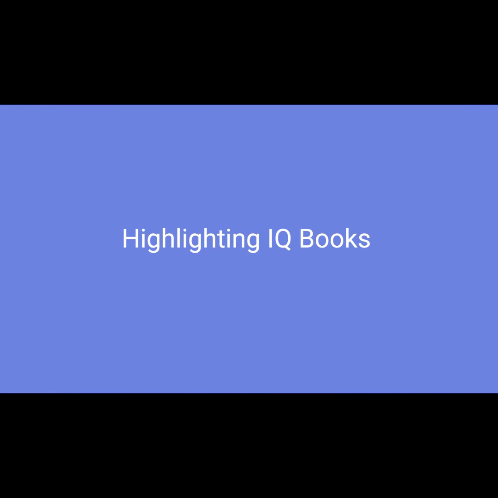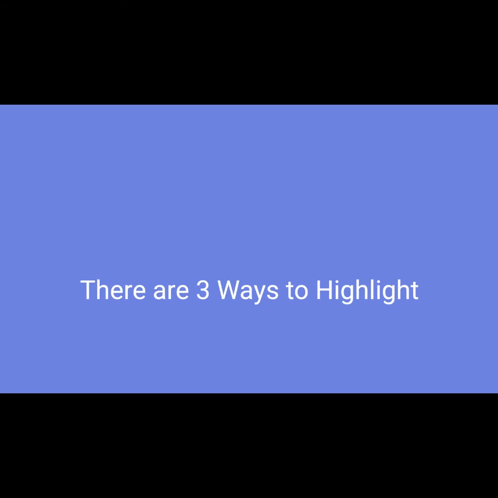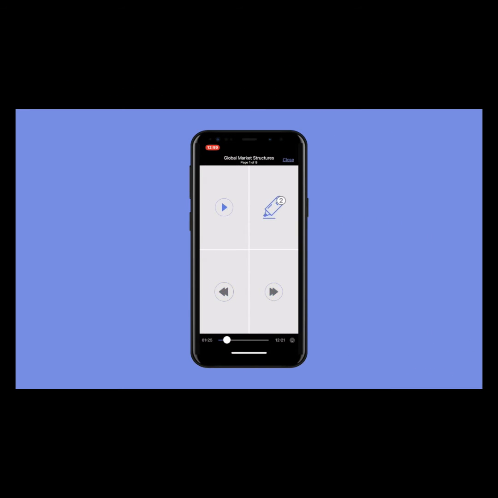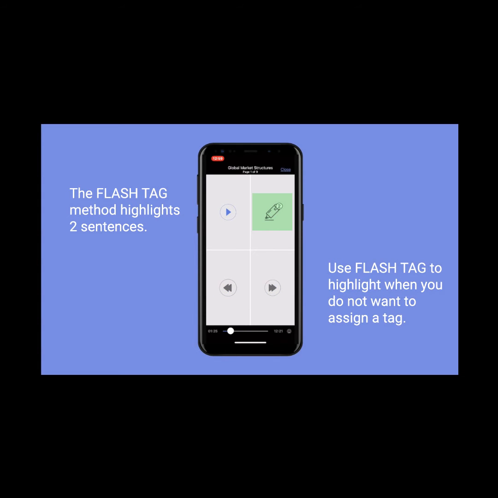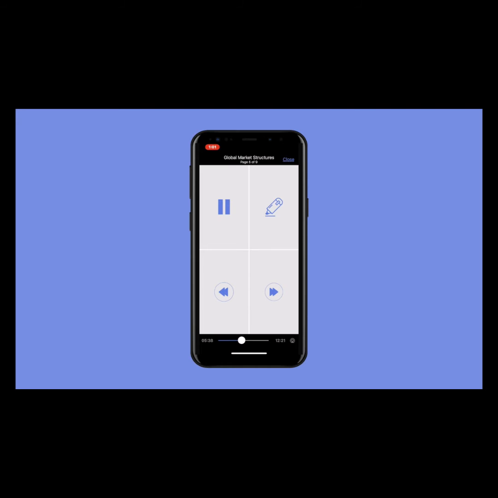Now that all of these IQBooks are easy to find, it's time to learn how to highlight them. Within the Note mobile app, there are 3 ways to highlight your IQBooks. First, while listening to an IQBook, simply press and hold the highlighter button. This method will highlight the last 2 sentences you've listened to and save it to your flash tag. A flash tag is used when the user wants to make a quick highlight and not designate that highlight to a specific tag.